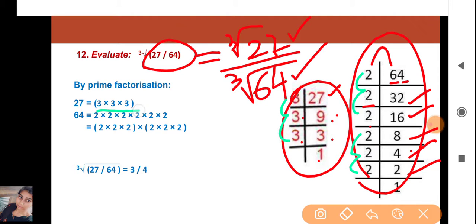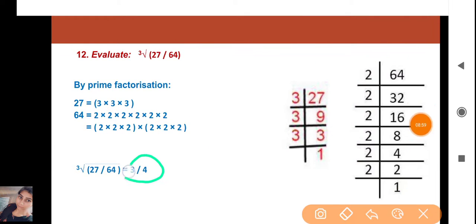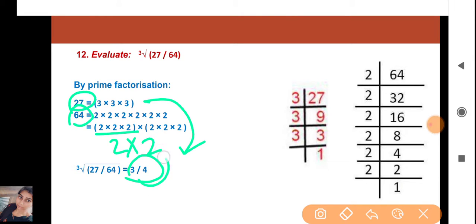Just see, I've written here, right? So this will be one pair from here. If I'll take, so it will be 3, and from here this is 2 and this is 2. So 2 2s are 4 as my answer, as 3 is coming from this one. Cube root of 27 is 3, and cube root of 64 is 2 from here, and 2 from here, it is 4, as you can see here. So 3 by 4 is my answer.